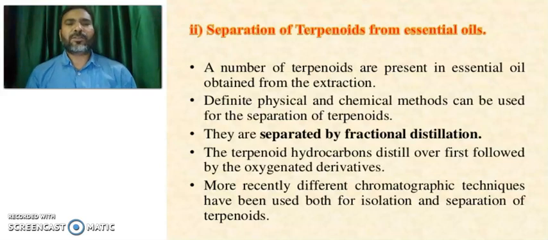My friend, the separation of terpenoids from essential oil. How can you separate it from essential oil? A number of terpenoids are present in essential oil obtained from the extraction. Definite physical and chemical methods can be used for the separation of terpenoids. They are separated by fractional distillation. The terpenoid hydrocarbons distill over first, followed by the oxygenated derivatives.